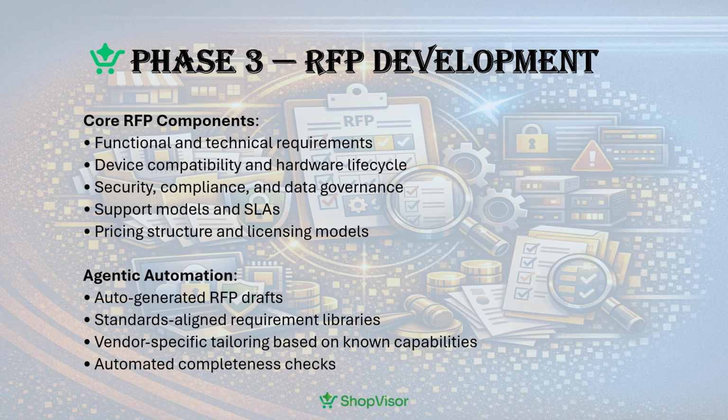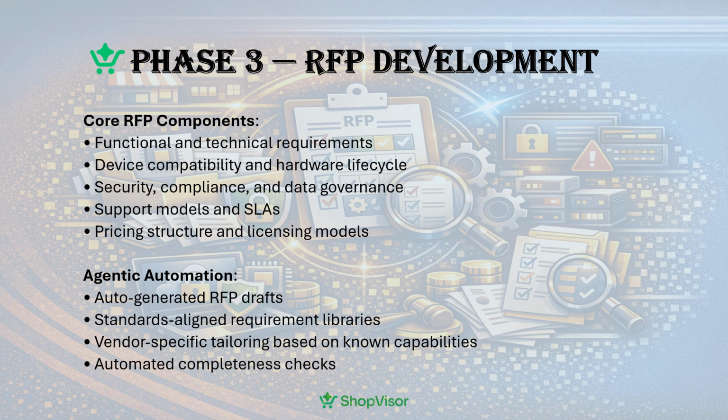The phase 3 RFP development. As noted, if you start with a blank sheet of paper, which is not unusual, you can spend well over $100,000 just putting together an RFP. And so what are the core components that are already in the ARTS RFP template? Well, there's functional and technical requirements. There's device compatibility and hardware lifecycle. Security, compliance, and data governance. That's really important in today's world. Support models and service level agreements, the pricing structure and licensing models.